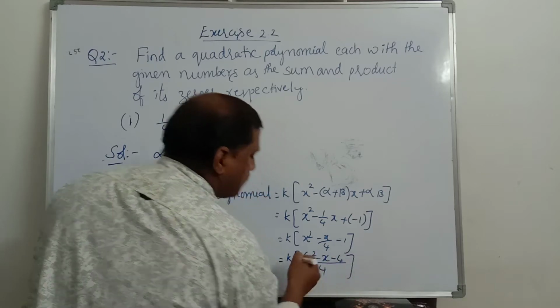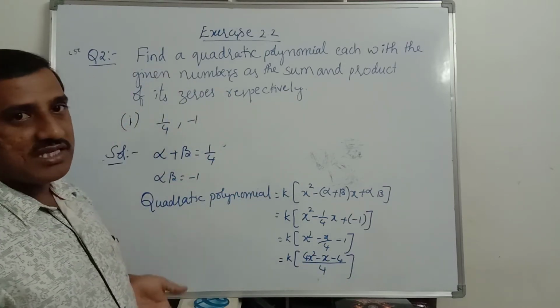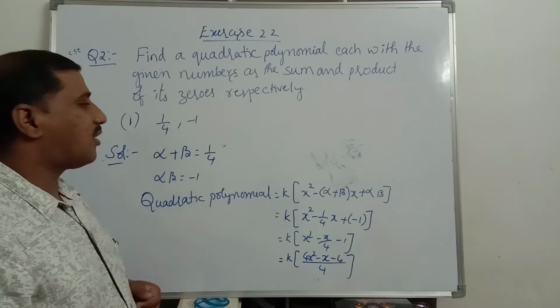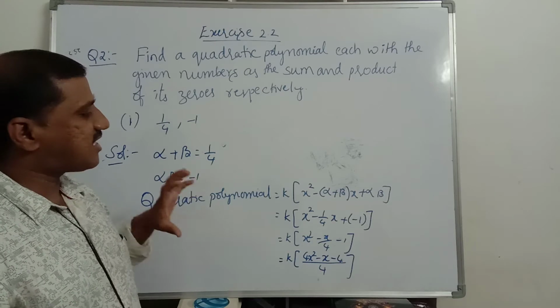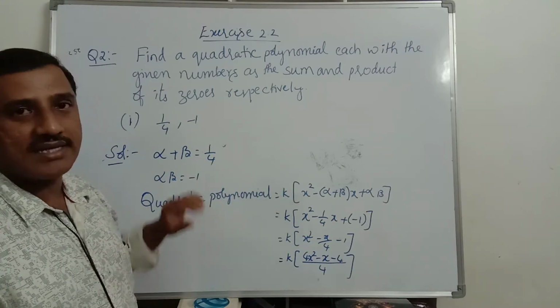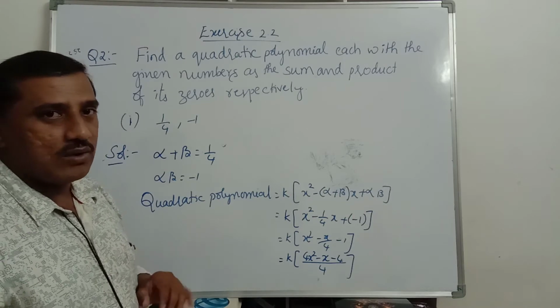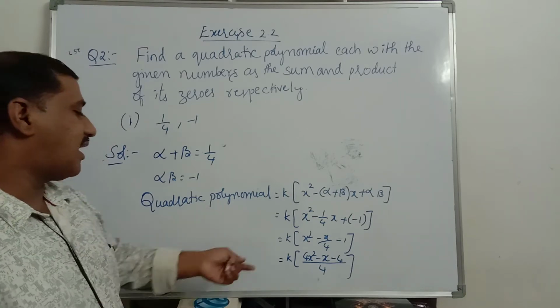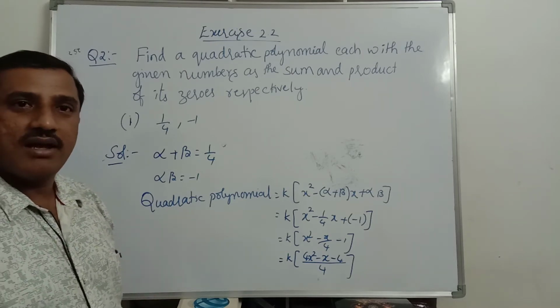Minus 4. Now this is the required quadratic polynomial when the sum of the zeros is 1 by 4 and the product of the zeros is minus 1. We just substitute the sum of the zeros in place of alpha plus beta and the product of the zeros in place of alpha into beta. Then we simplify. We can get the required quadratic polynomial when we know the sum and product of the zeros of a polynomial.